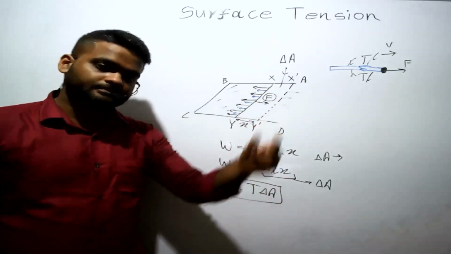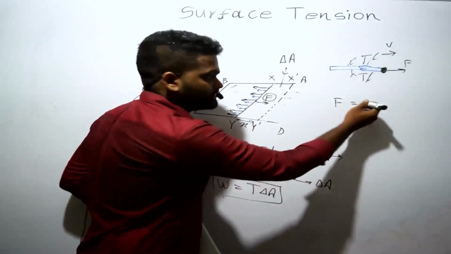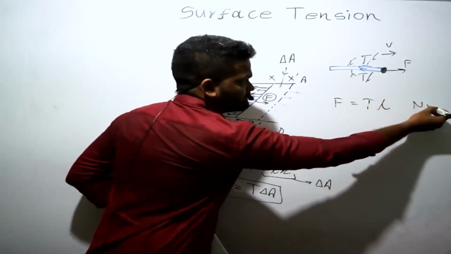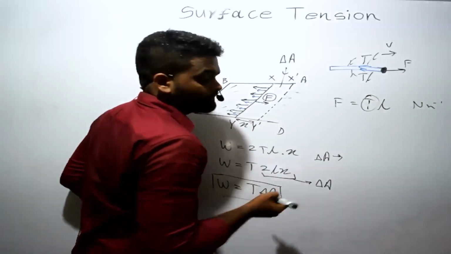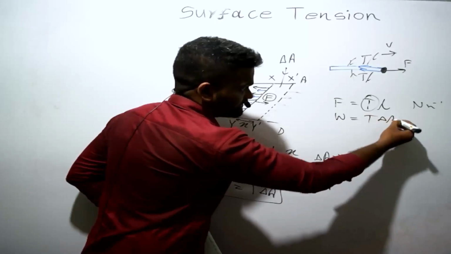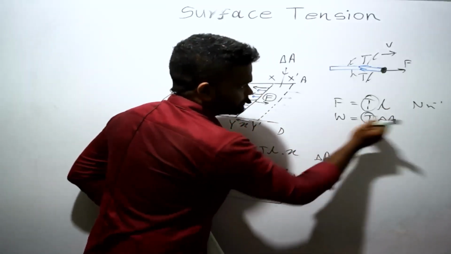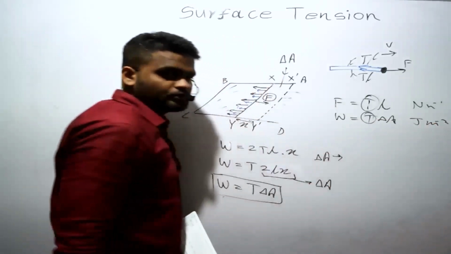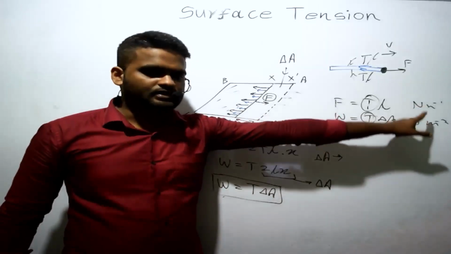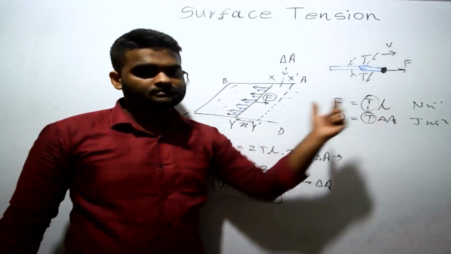How do you find force? Force due to surface tension is T times length. This is force, so you get newtons per meter for tension. Here you have energy equal to T times delta A. Here length, here area. So for this one, you get joules per square meter. Now, do you understand where that unit comes from? Same units, right? But here it's based on energy, here it is based on force.